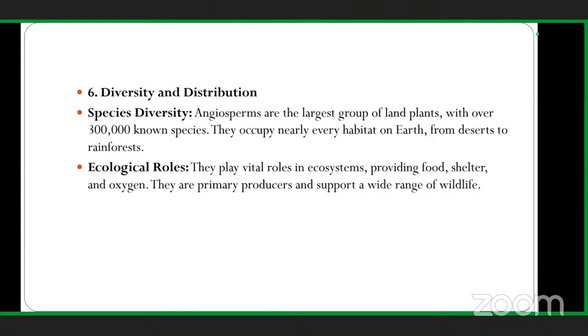And as you've seen, angiosperms are diverse. They have a diversity of species, more than 300,000 known species. So imagine how much oxygen they are producing. If these angiosperms were removed from the earth, as we humans are destroying the plants, cutting the plants, how much it would affect our environment. That's why nowadays people are very aware. There is a spread of awareness to stop cutting trees and plant more trees. So these are very important.